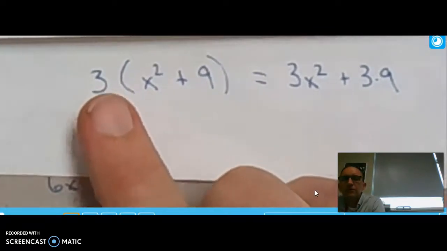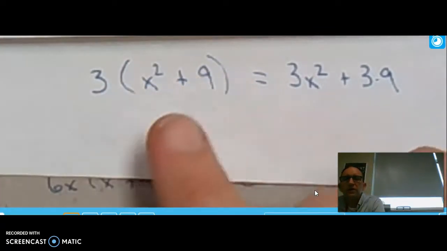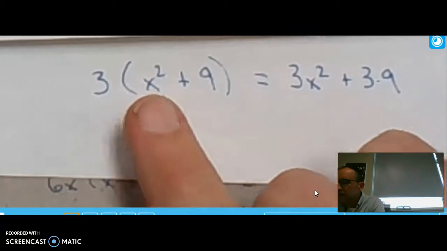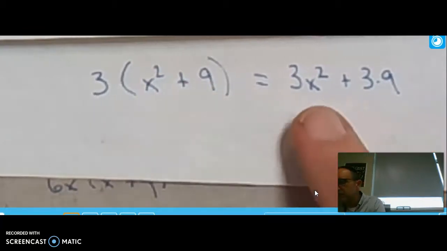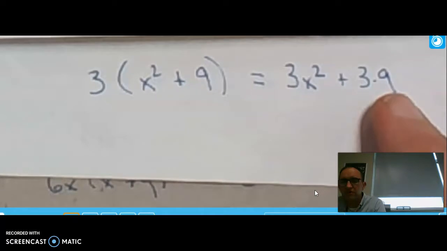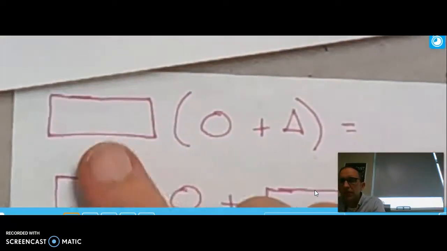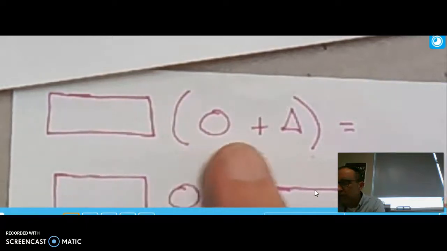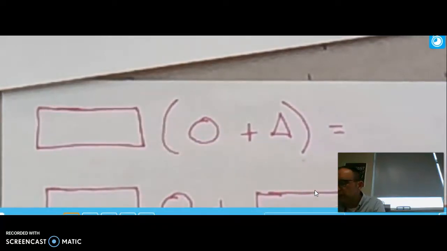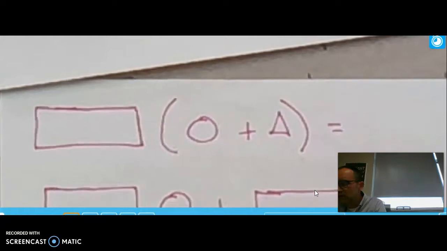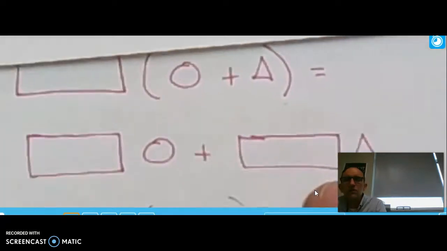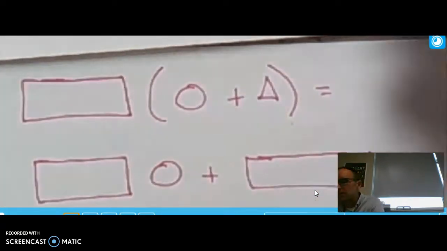If we have 3 times the quantity x squared plus 9, we multiply the 3 by the x squared, and we multiply the 3 by the 9. So we have 3x squared, and basically this becomes plus 27 back here. So that's part of the general idea. If we have rectangle times the quantity circle plus triangle, we take the rectangle times what the circle is, and we take the rectangle times the triangle. So really, that's the distributive property right there.